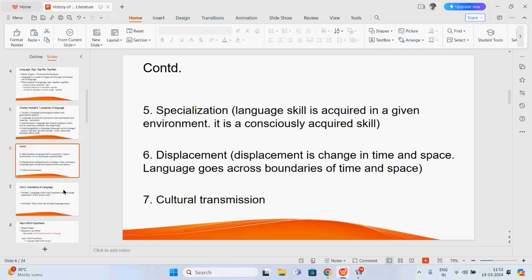The last two language properties are displacement. Language cuts across all boundaries of time and space, and language can be culturally transmitted.